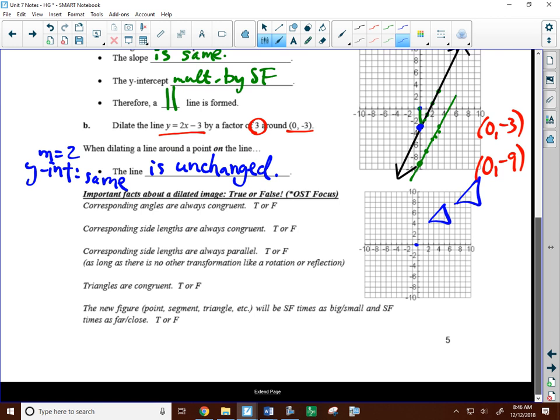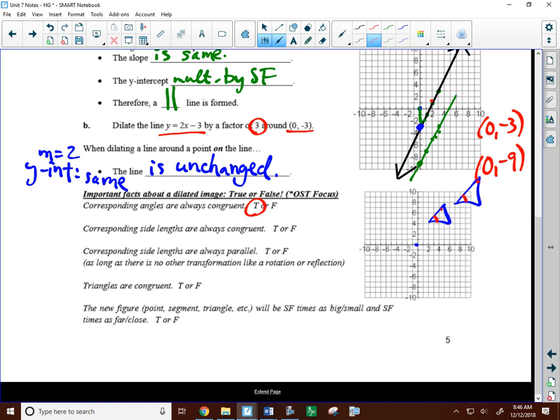Let's do it together. Corresponding angles are always congruent. So corresponding in this sense means matching. So like this one and this one, or these two up here. What do you think? Are they going to be congruent? Yes. By the way, if you have a line, just like up here, you won't have corresponding angles. But if you have a figure, and there are corresponding matching angles, yeah, they will be congruent.